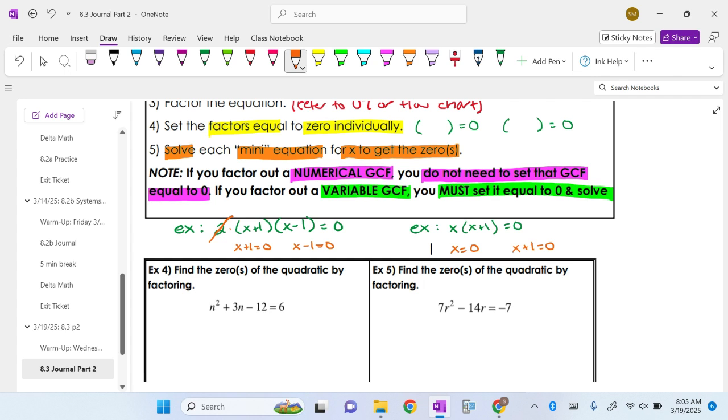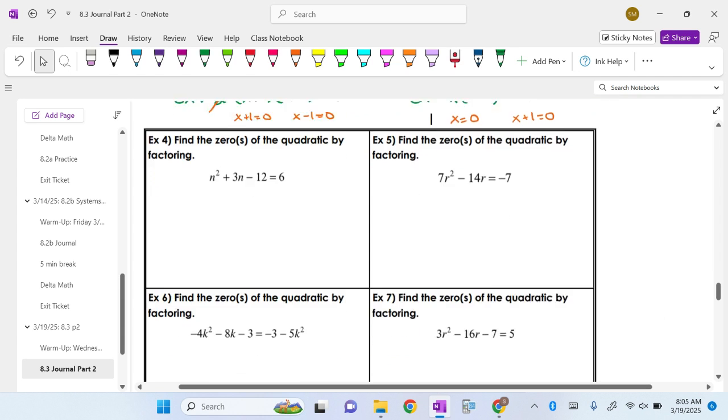So if you have a numerical GCF, you can just cross it out. It goes away if you're solving. Only if you're solving. If I tell you to factor, that's a different matter. If you have a variable GCF, you have to set it equal to 0 and solve. All right. So let's do some examples.